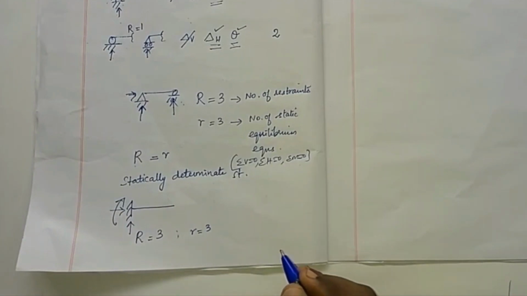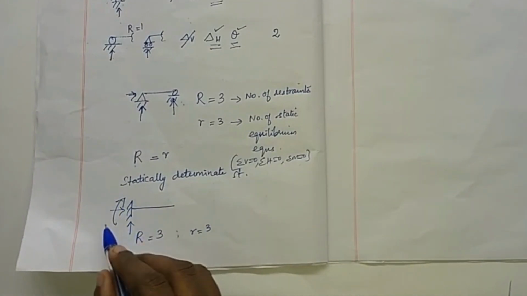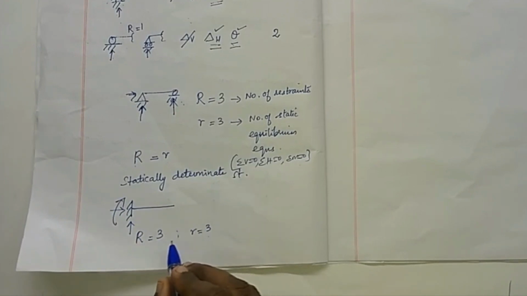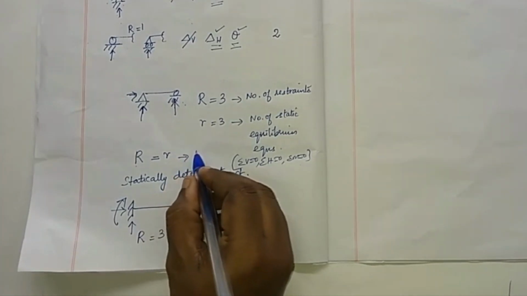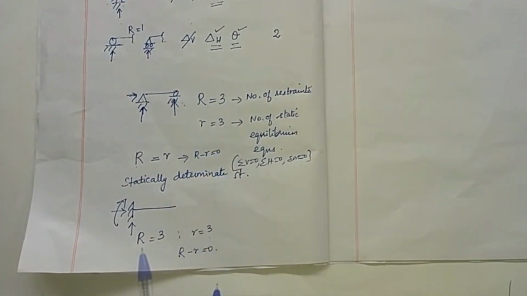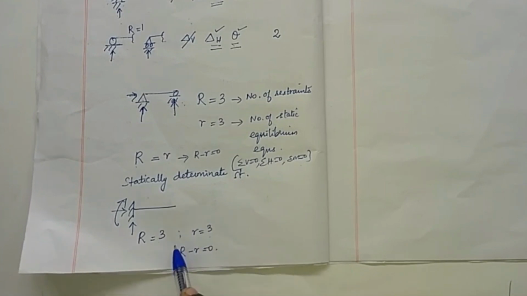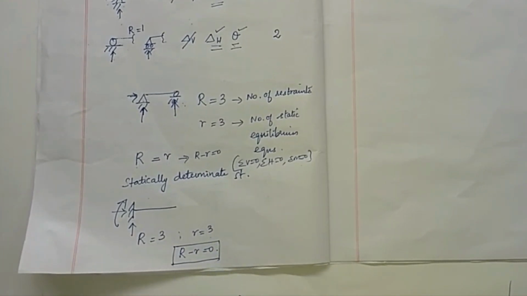Small r is 3. So I can calculate these unknown capital R values with the help of these three equilibrium equations, since R minus r is equal to 0. Or I can form an equation like this: R minus r is 0, both are the same. If I can find the redundants or the restraints in the given structure with the help of equilibrium equations alone, then I can tell the structure is a statically determinate structure. So all statically determinate structures are stable structures. To determine whether it is a statically determinate structure or not, I can make use of the relation R minus r equal to 0.